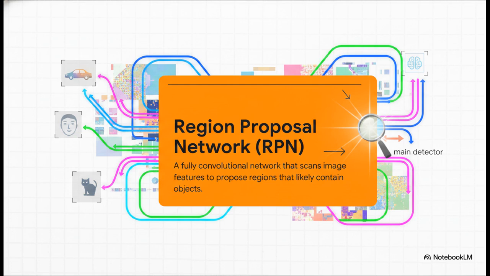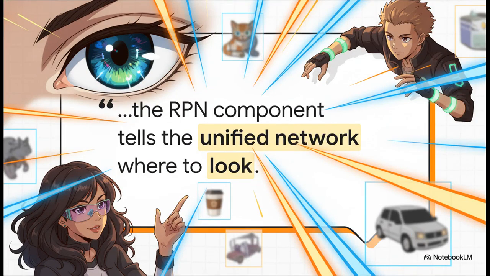Now, this wasn't some separate piece of software. It was a tiny, specialized network that was built right into the main detector. Its whole job, its entire purpose, was to look at the image's features and, with lightning speed, come up with really good proposals for where the objects might be. The folks who invented it described it perfectly. They said the RPN basically tells the unified network where to look.